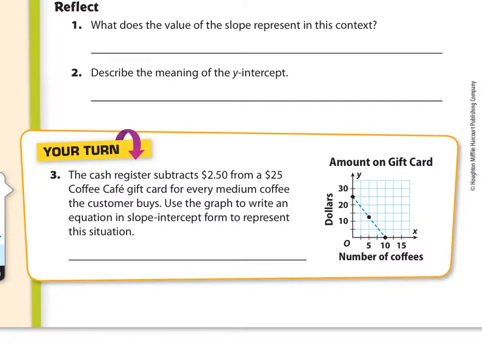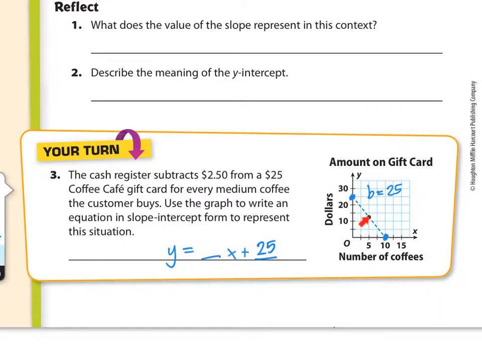So when we write our equation, remember that we've got y = mx + b. So we want to think about the y-intercept on the graph. Where does it start? And then what is my slope? What's the rise over the run? So it starts at this 25 bucks, right? That's how much we started with. So b is 25.